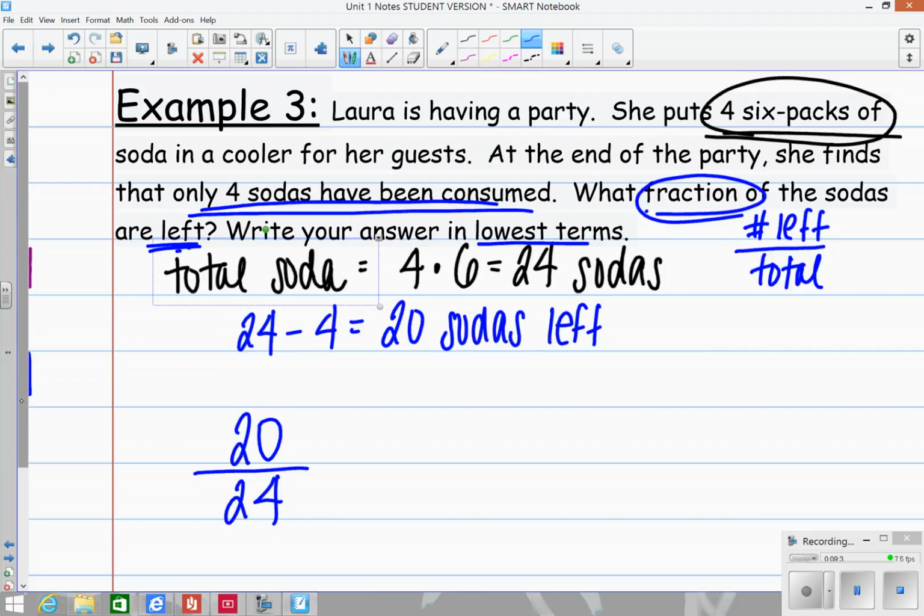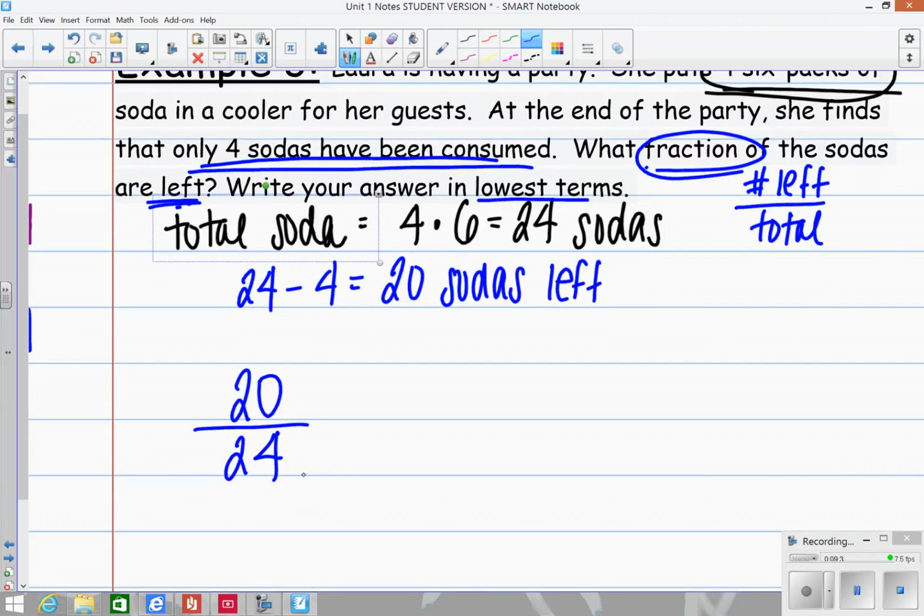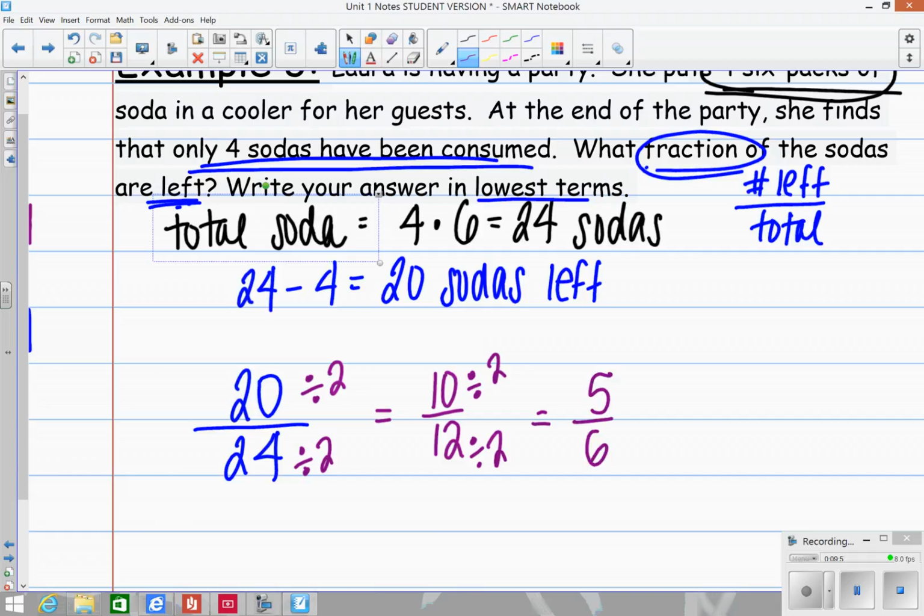So I look for a number that goes into both 20 and 24. So there's a couple options here. If you start with thinking, okay, 2, well, let's see what happens. If I divide the top and bottom by 2, well, I'm left with 10 over 12. And then I check these. Do they still have a common factor? And they do, which is 2. So I would have to divide again the top and bottom by 2. And I'm left with 5 over 6. 5 and 6 don't have any common factors, so that would be the fraction in lowest terms.